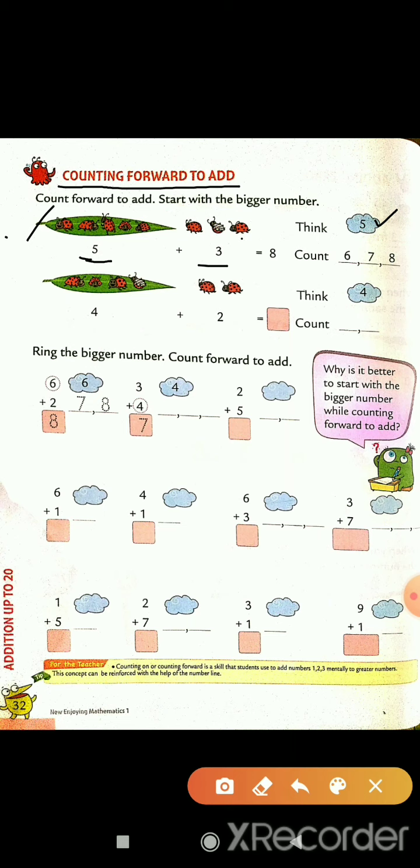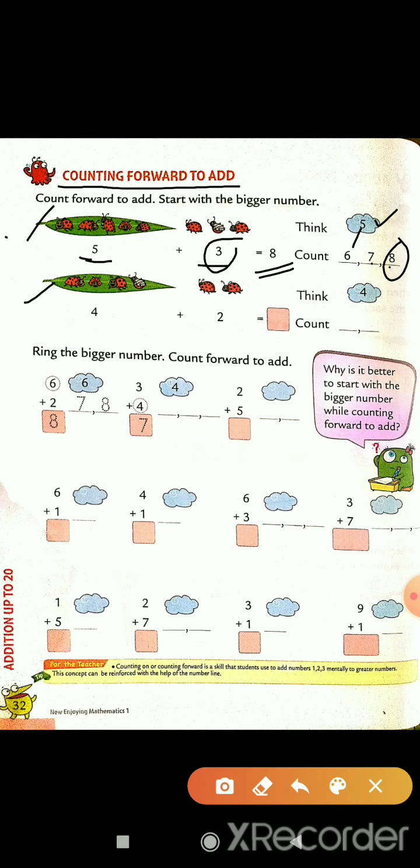Then how many numbers we have to add? 3. It means that we have to count 3 numbers forward to 5. So what comes after 5? 6, then 7 and then 8. So what is the answer? 8. So 5 plus 3 is equals to 8.